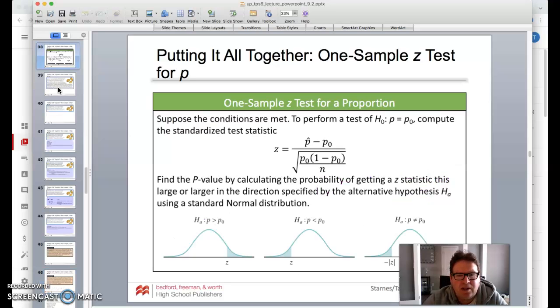All right, so the conditions are meant to perform the test of the null hypothesis that p is equal to the null proportion. Compute the standardized test statistic. Okay, so we're going to go with that formula. Very similar to what we've done before with confidence intervals. If the alternative hypothesis is that p is bigger than the null proportion, then it's going to look like this. If the actual true proportion is less than, it's here. And if it's not equal, we're going to have two tails. Two-sided is what we're going to call that.